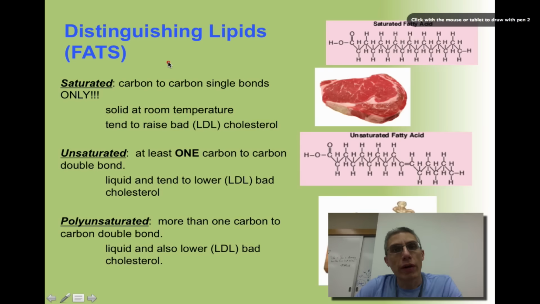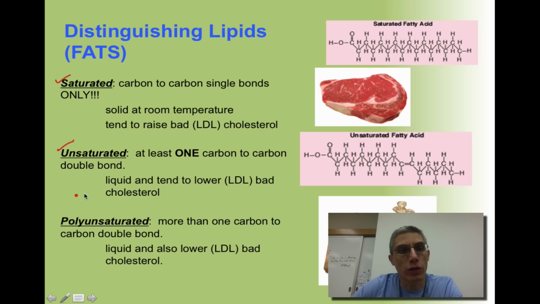Now, when you do talk about fats, as I had said a little bit earlier, we do have those fats that are good for us, and we have those fats that are not so good for us. And so what we do is we actually place them into three categories. We have the saturated fats, we have the unsaturated, and we have the polyunsaturated.